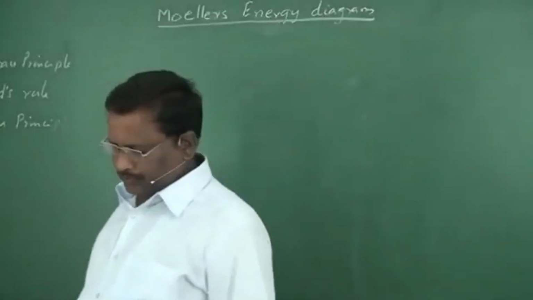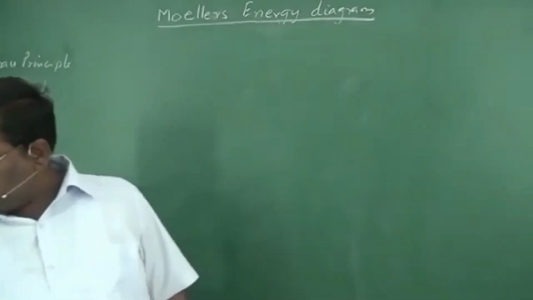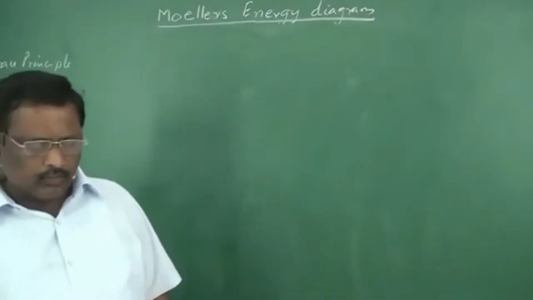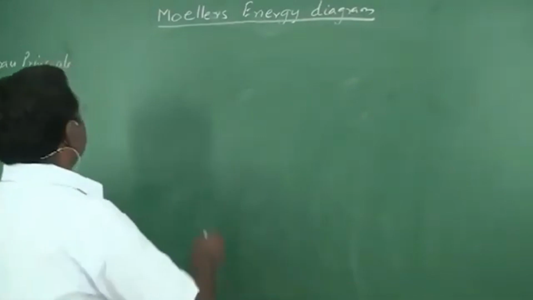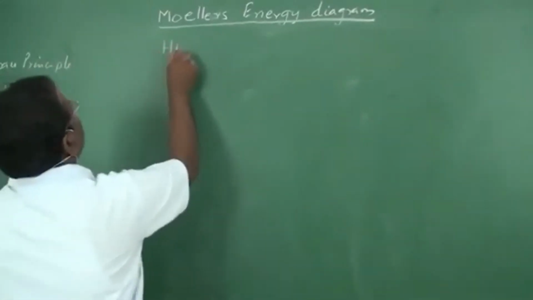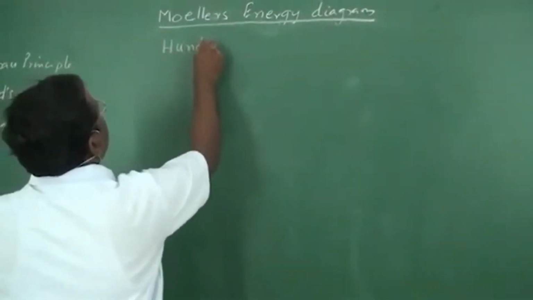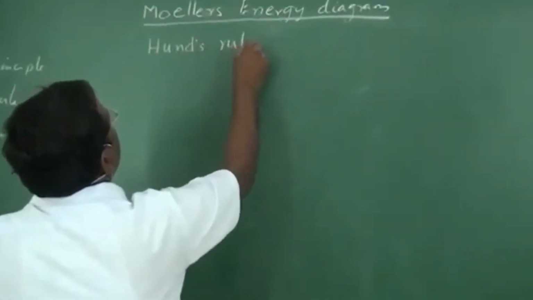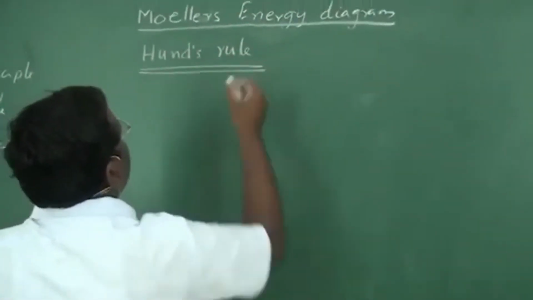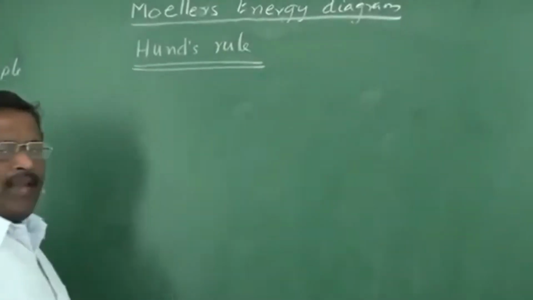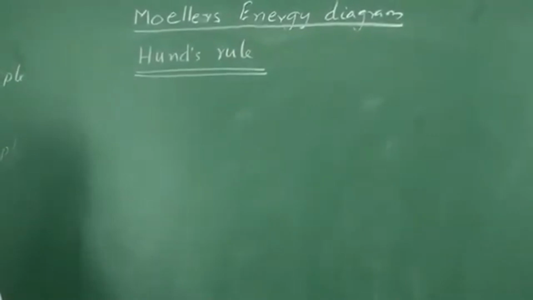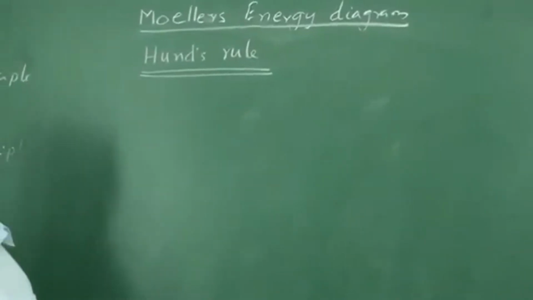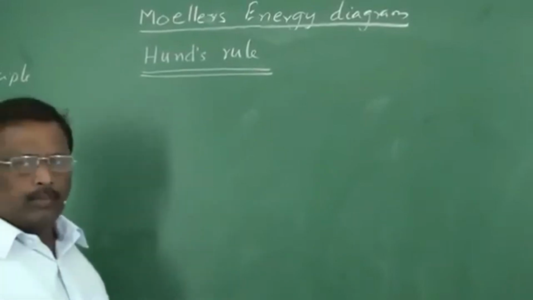The second rule that was followed by the electrons while filling is Hund's rule. When electrons are entering into degenerated orbitals, that means the orbitals with the same energy, they are said to be degenerated orbitals.